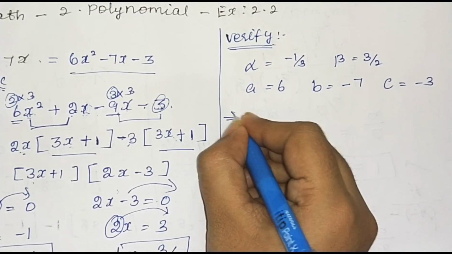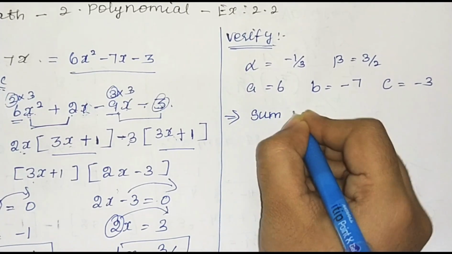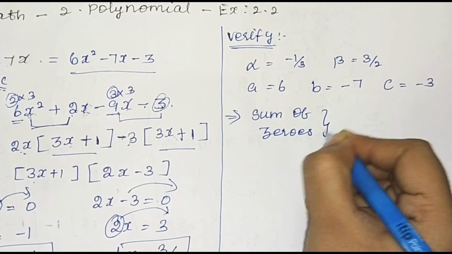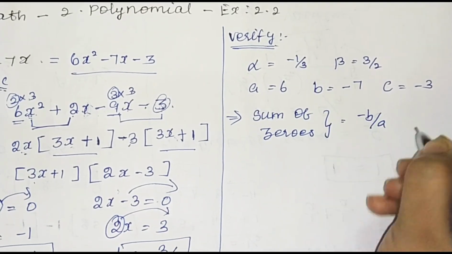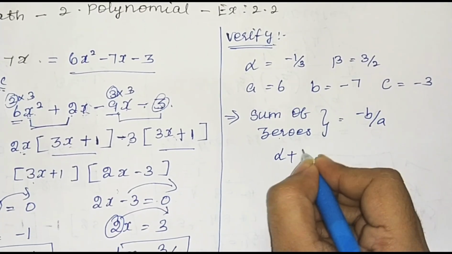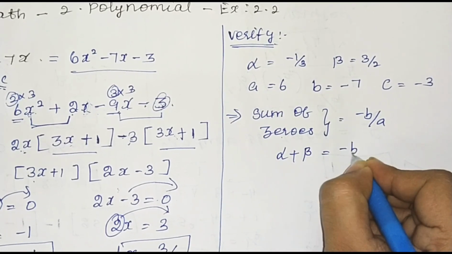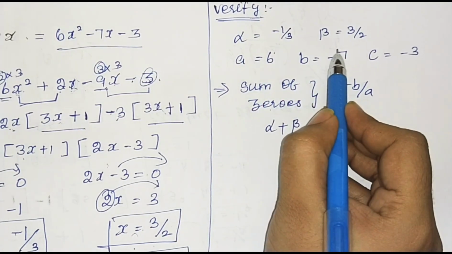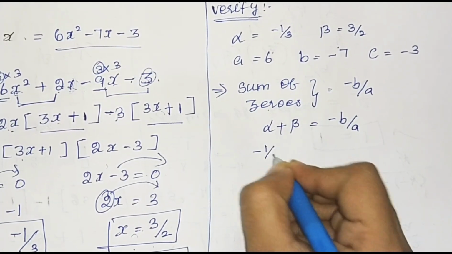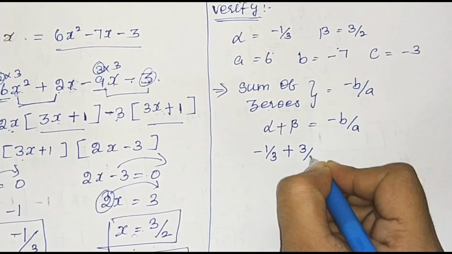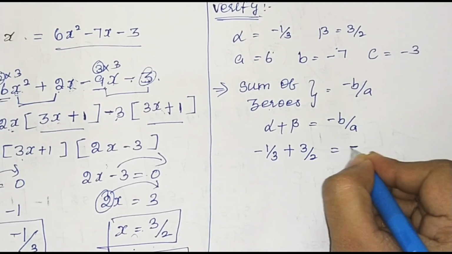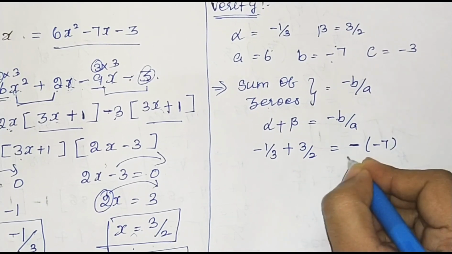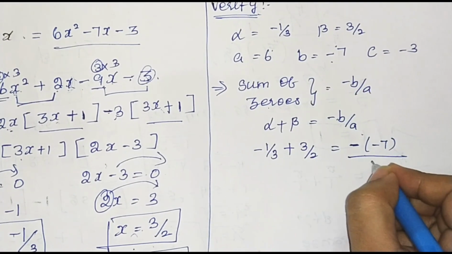Now the first one is the sum of zeros. What is the formula? Sum of zeros is minus b by a. Sum of zeros means alpha plus beta equals minus b by a. So alpha is minus 1 by 3 and beta is 3 by 2. I am writing minus 1 by 3 plus 3 divided by 2 equals minus, what is the b value? Minus 7, divided by the a value, 6.